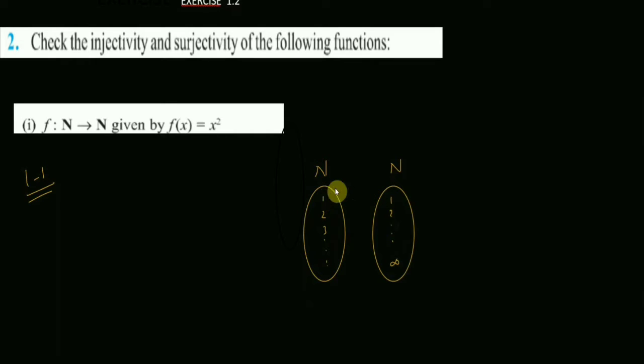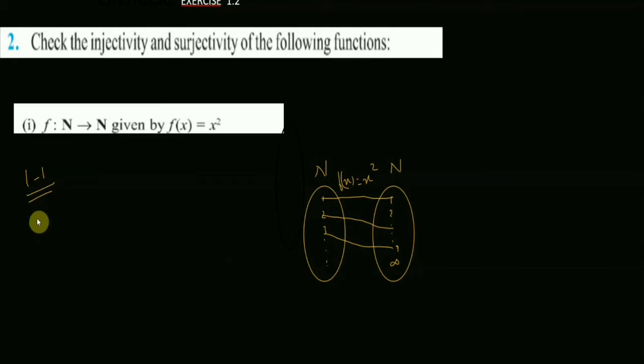The function is given as f(x) = x². Take 1, the square of 1 is 1. Take 2, the square of 2 is 4. 3 goes to 9. So it is very clear that different elements in the set N will have different images. So it is 1 to 1. So let us prove it. How do you prove it?